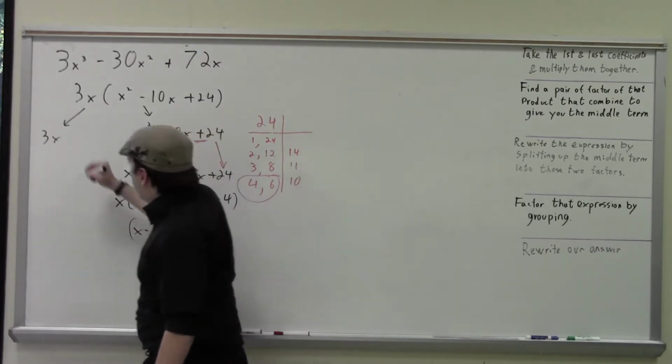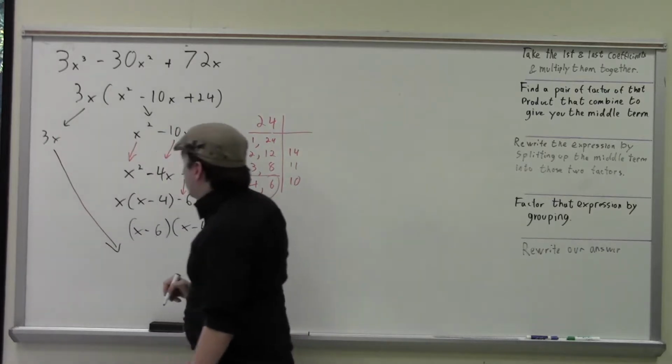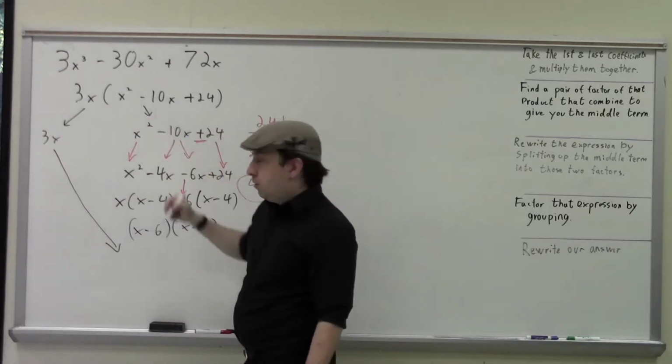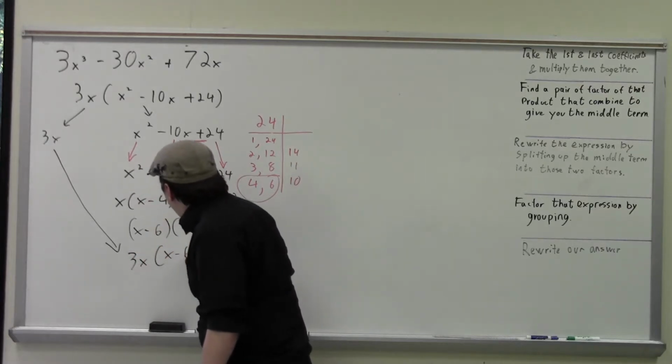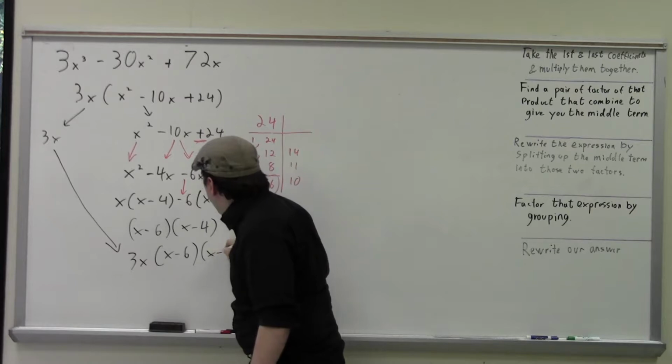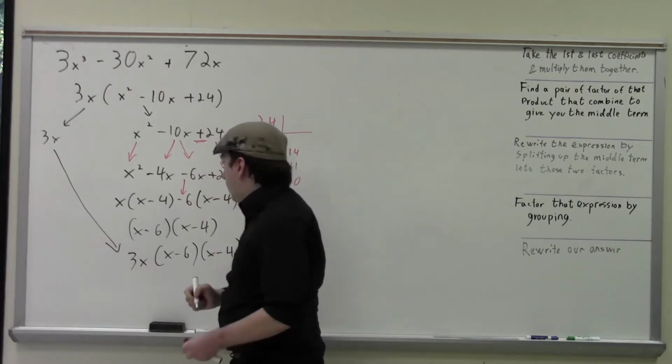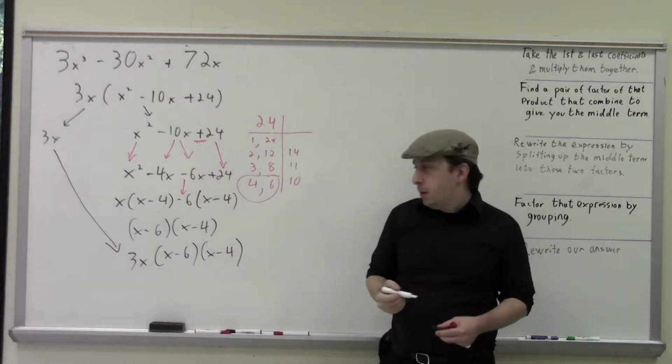But to get our final answer, we need to include that guy. He's one of our factors. Okay? So our final factorization would be that. And that's our answer.